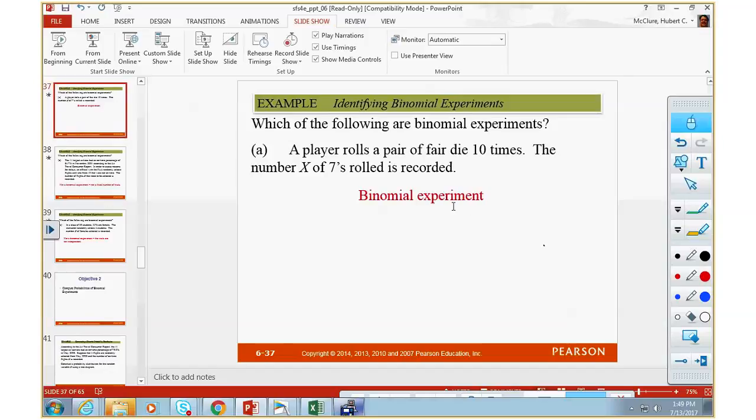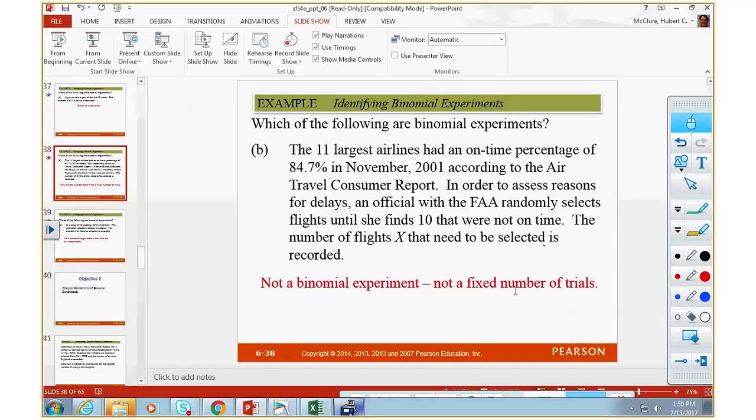Oh, they're asking if it's a binomial experiment. They're not telling us if it's okay. This is a binomial experiment. This is not a binomial experiment.